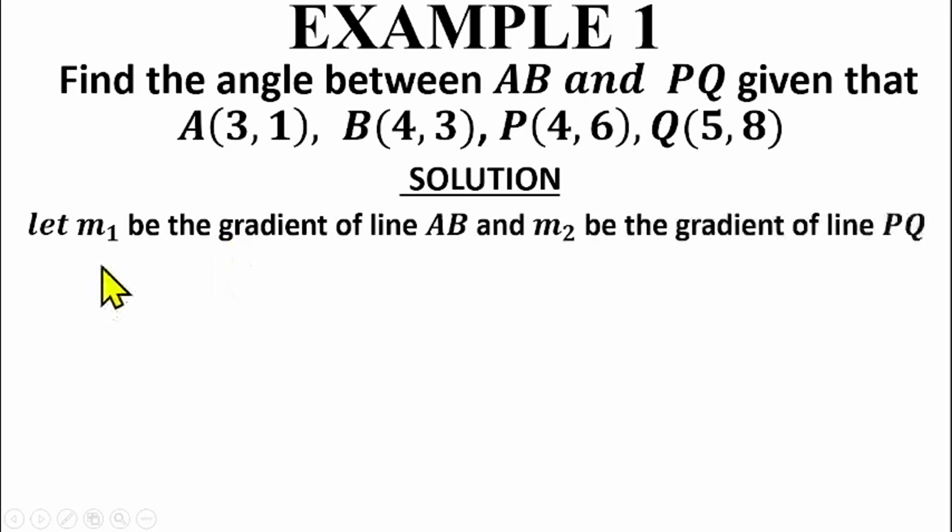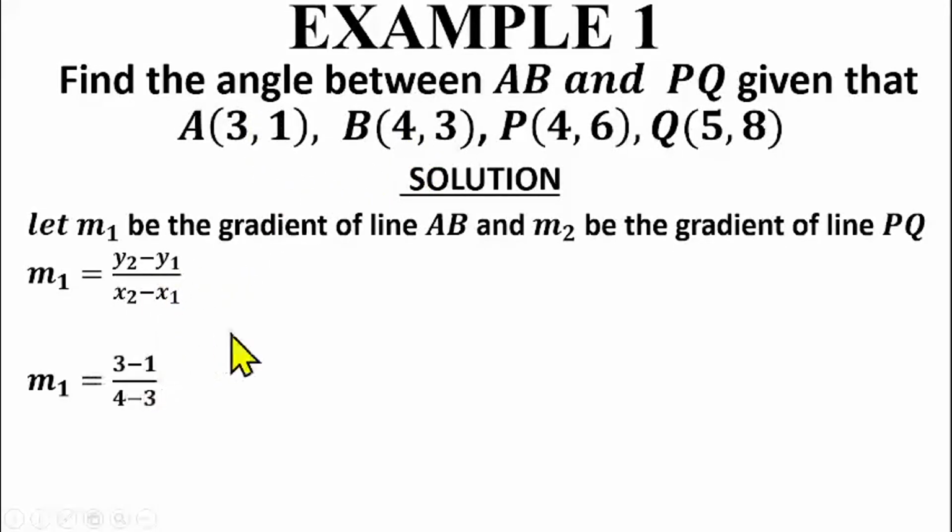So if you have gotten that, let m1 be the gradient of line AB and let m2 be the gradient of line PQ. To find the gradient of line AB, which is m1, you have y2 minus y1 over x2 minus x1, which is the formula for finding gradient. Your y2 is 3, your y1 is 1, your x2 is 4, your x1 is 3. If you put that into this formula, you have this. Simplify, you have that the gradient is going to be 2.